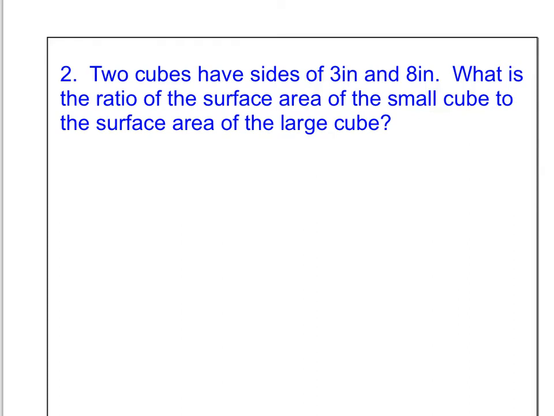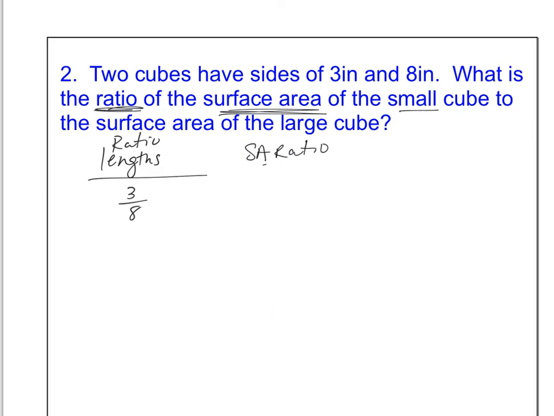Please pause the video and try number 2. So we have 2 cubes that have side lengths of 3 and 8. So the ratio of their lengths is 3 to 8. And they want us to figure out what's the ratio of the surface areas of small to large. So for surface area ratios, what we do is we take that ratio of the length, the 3 over the 8, and we square them.